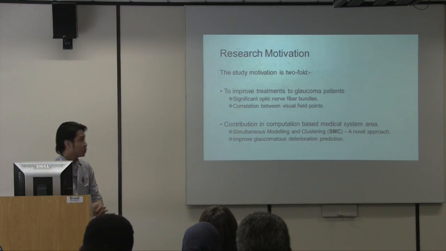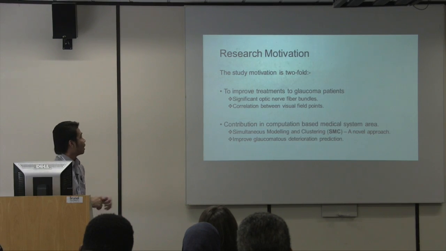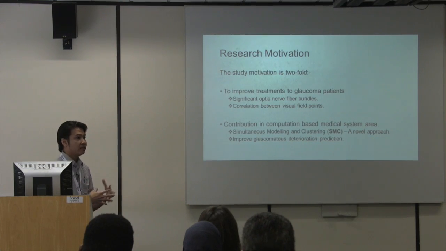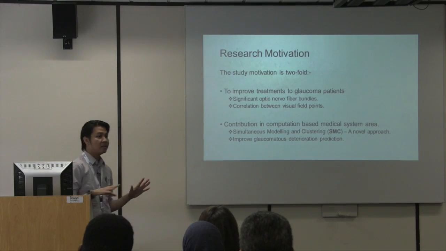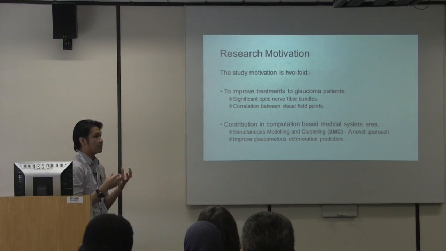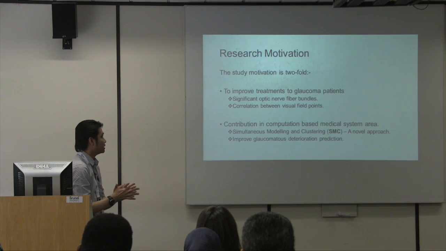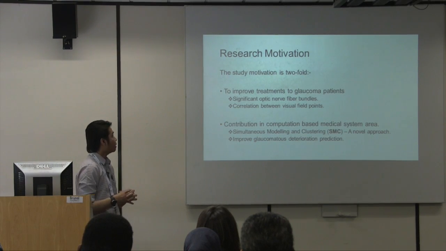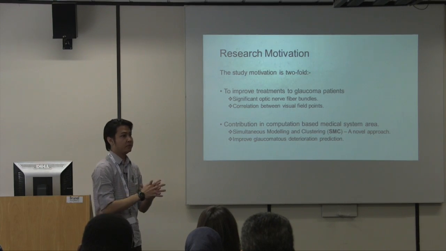So this is the research motivation. The research motivation is twofold. First is to improve the treatment of glaucoma patients, which is to find the significant optic nerve fiber bundles. Basically, in our retina, the optic nerve has about a million nerves. So we want to find the best clusters of nerves, and we can use these bundles for predictions using the visual field data. We also want to find the correlation between visual field points. Later on, I will explain what a visual field point is.